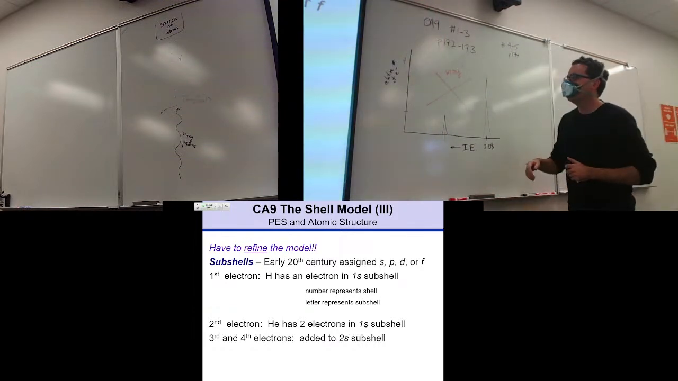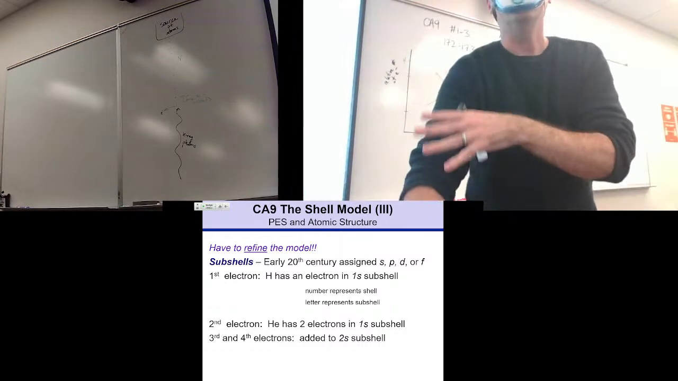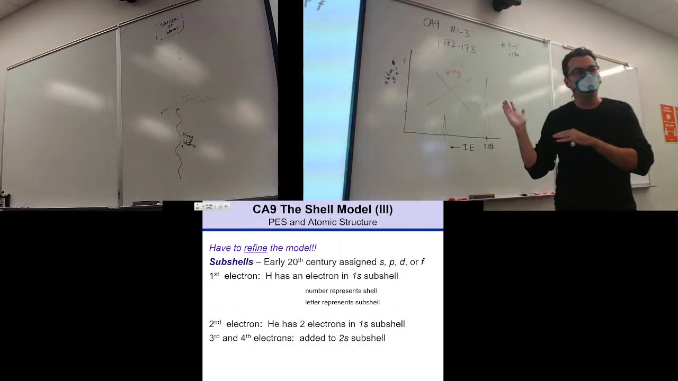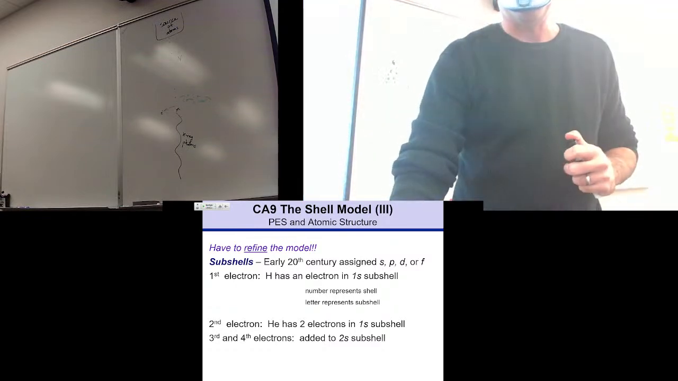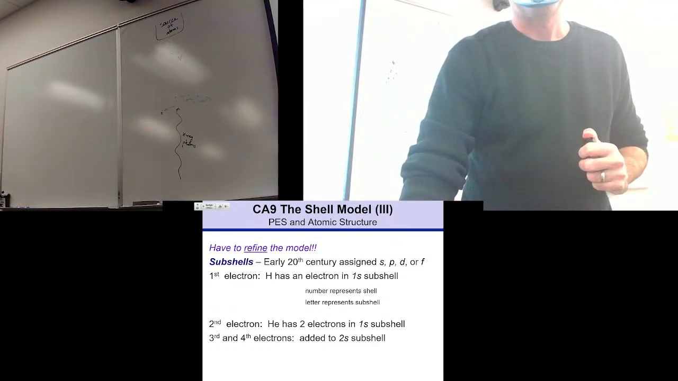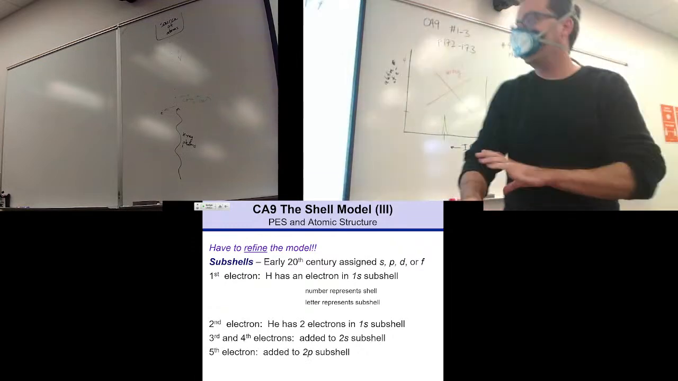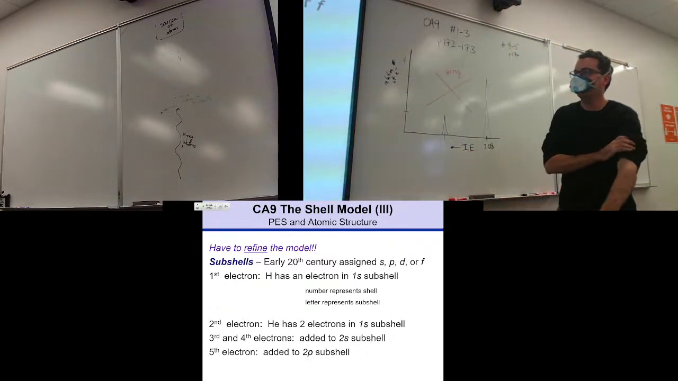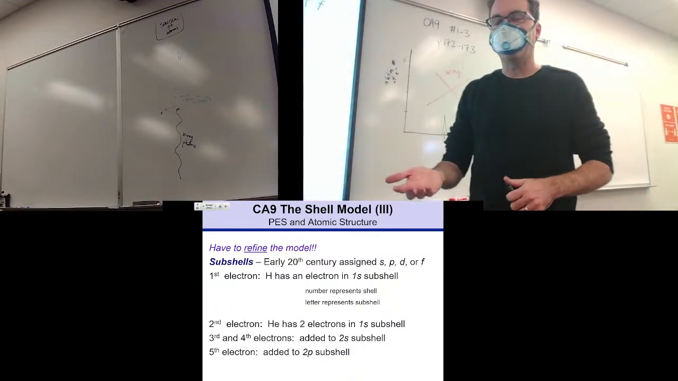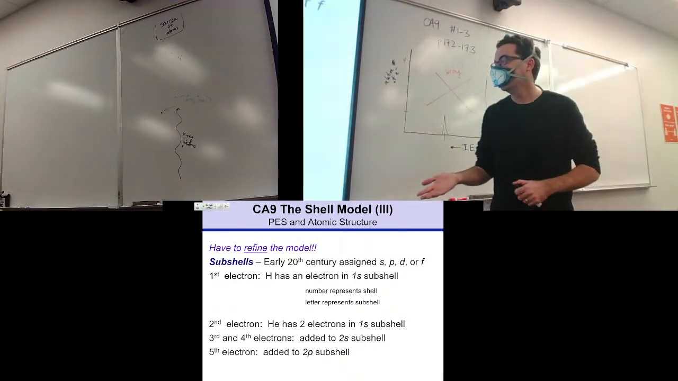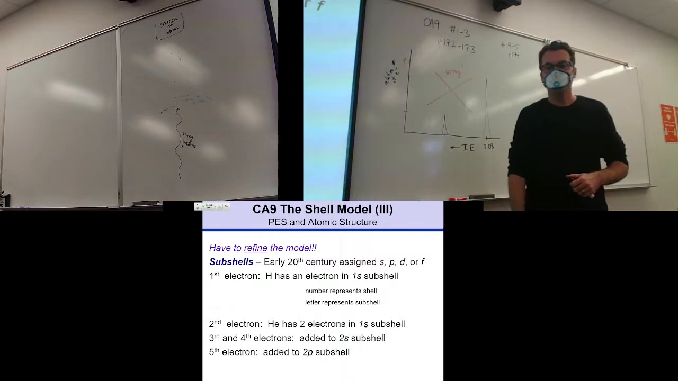But this model is now going to fit with the data we're seeing, for instance, with neon's photoelectron spectrum, which I don't have on the screen. Once you get past the 4th electron, the 5th electron is now added to a new subshell in shell 2, called the 2p subshell.